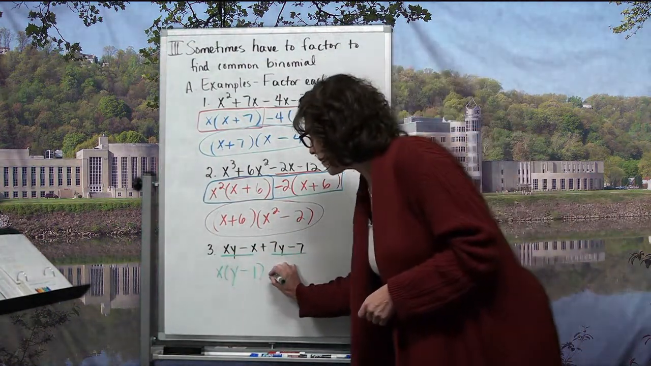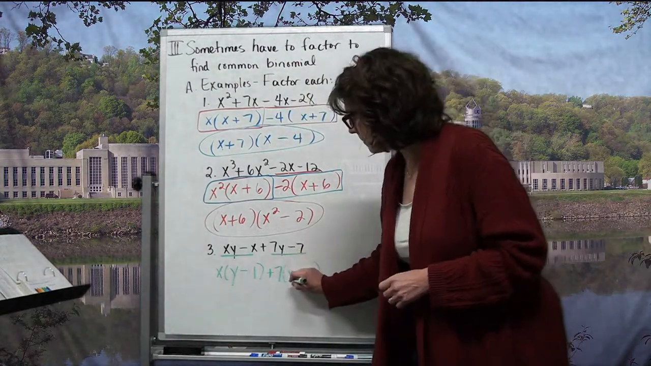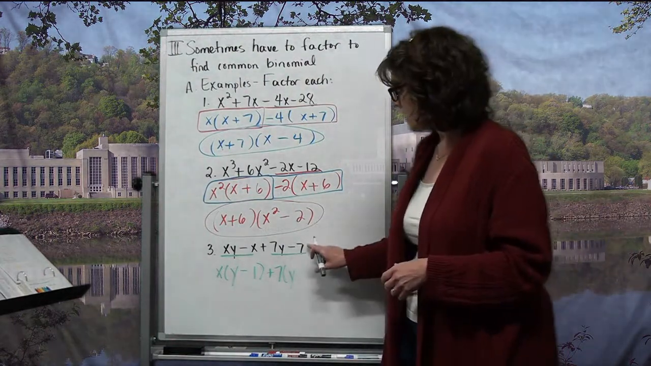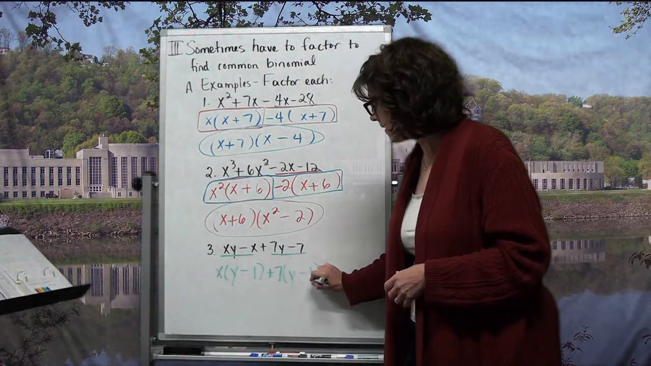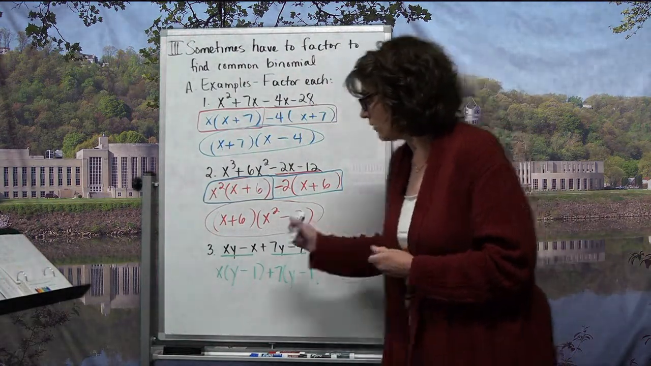Here, what's common to both is a 7. When I divide this by 7, I'm left with a y. Once again, I'm not just taking the 7 out, I'm dividing. Negative 7 divided by 7 is a negative 1. Aha! There's those funky looking terms that I was looking for.